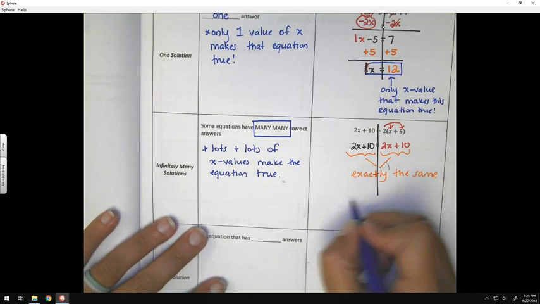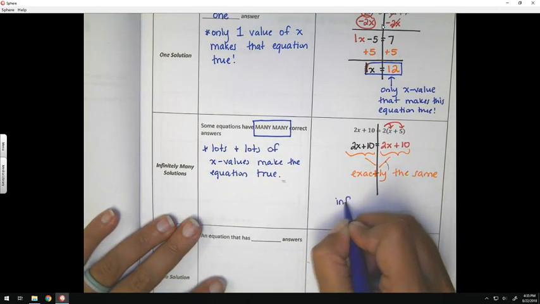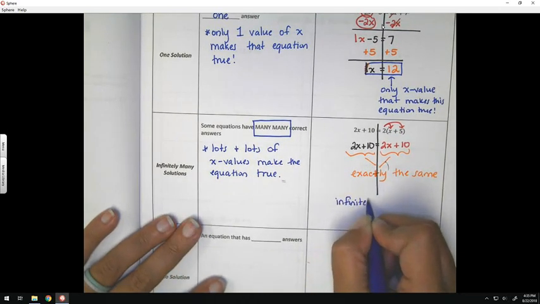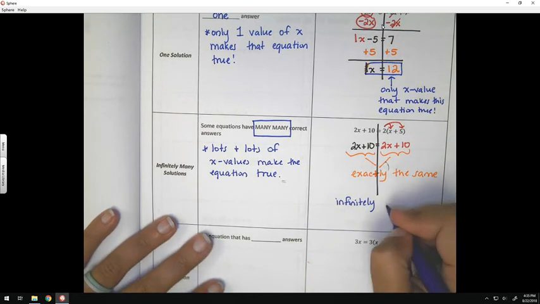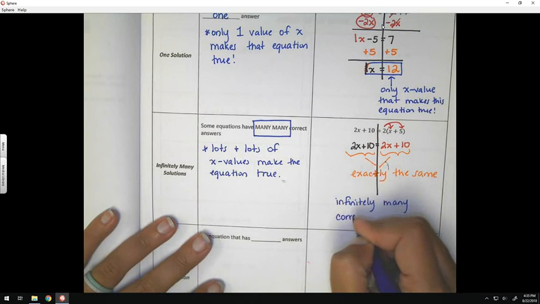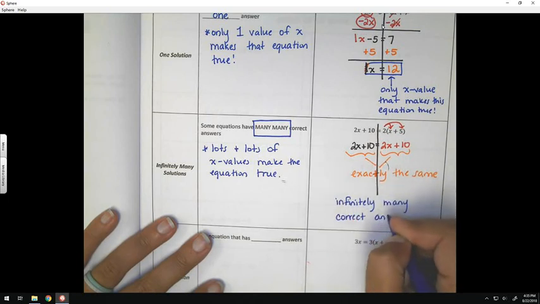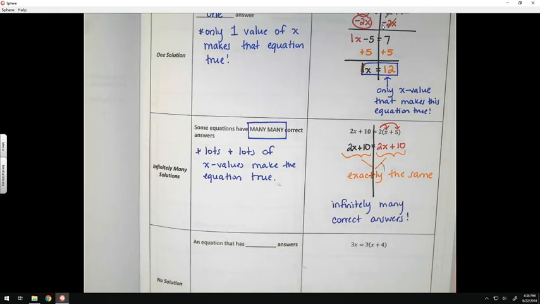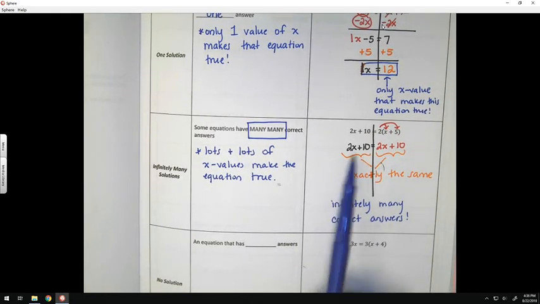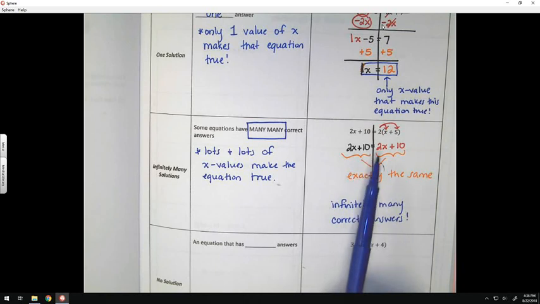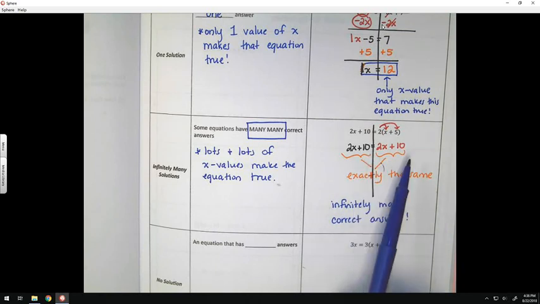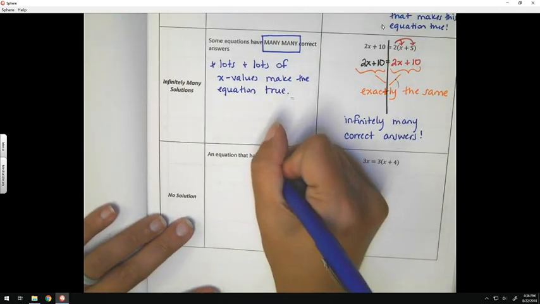So what we would say is that there are infinitely, meaning an infinite number, many correct answers. Because literally every number would always work, since 2x plus 10 is always going to give you the same value as 2x plus 10. Finally, some equations have no answers.